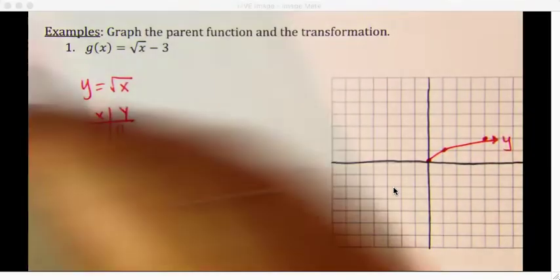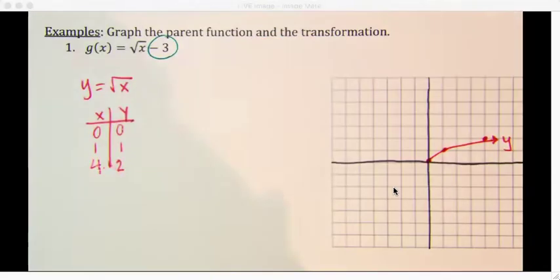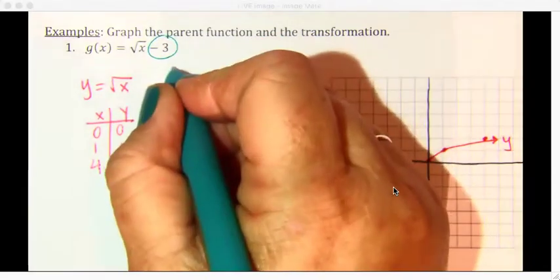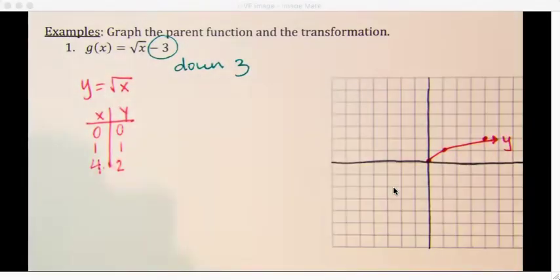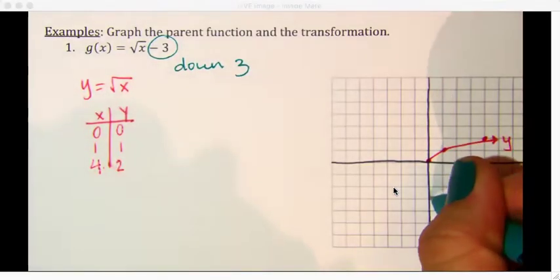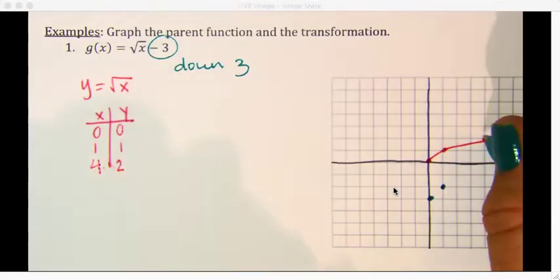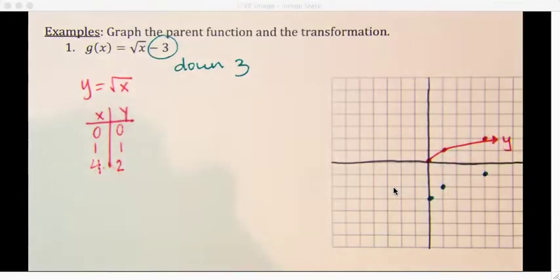Now, the shift here, this -3 on the end, means that all of those points are moving down 3. So rather than making another table, all I need to do is shift each one of those points down 3. And that gives me the translated graph g of x. Okay.